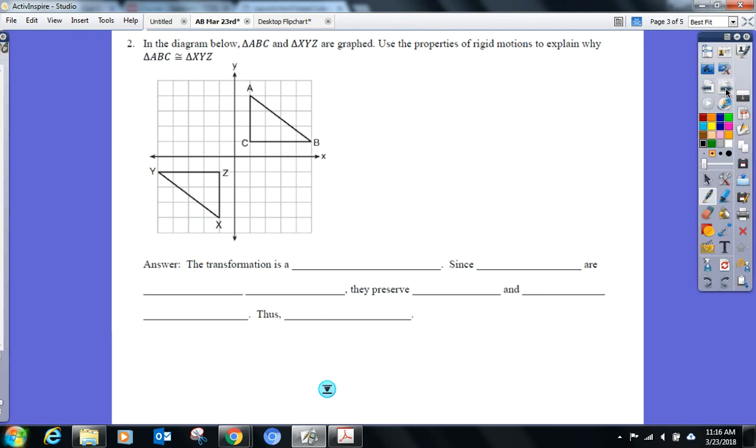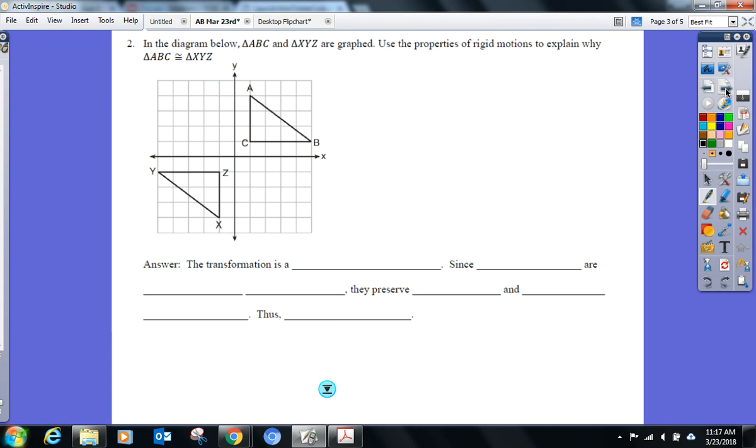Ooh, all right, now it's a little bit trickier because you have to identify the transformation. I'm not going to come out and say it's a reflection, translation, rotation. This is the toughest part of today, is identifying how I get to one triangle from the other.